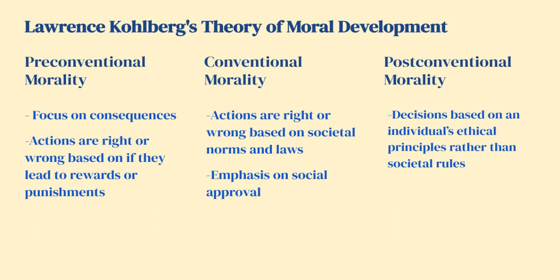Conventional morality is when actions are right or wrong based on societal norms and laws. It's a huge emphasis on social approval. An example of this would be obeying traffic laws for societal norms. And then post-conventional morality is when decisions are based on an individual's ethical principles rather than societal rules. A great example would be social justice movements seeking to change societal norms.